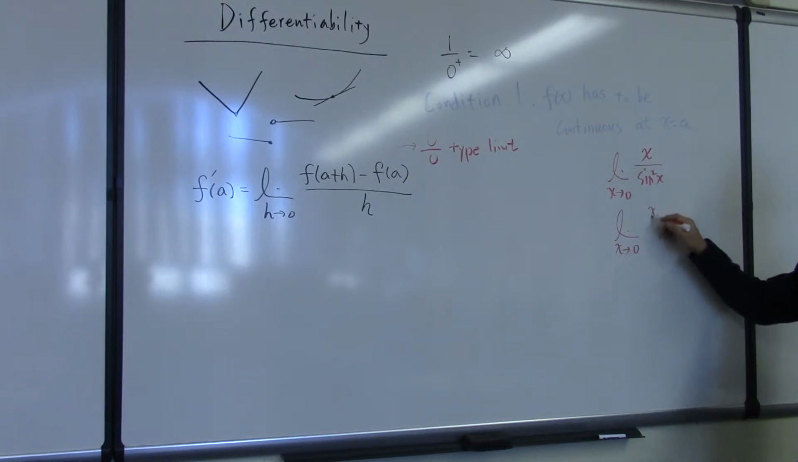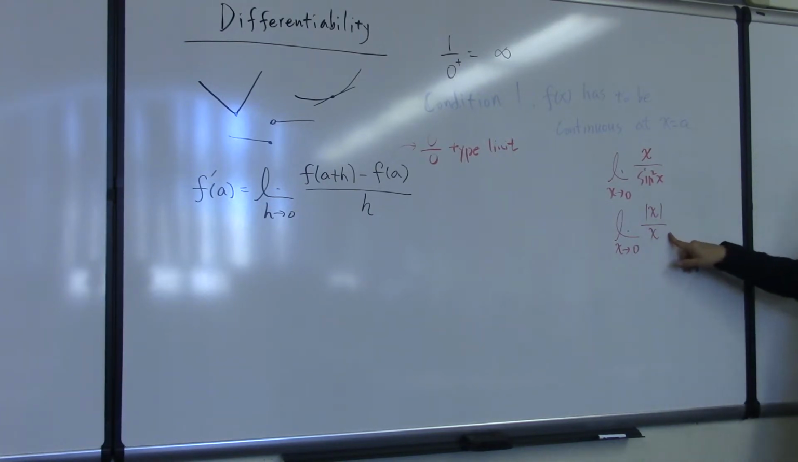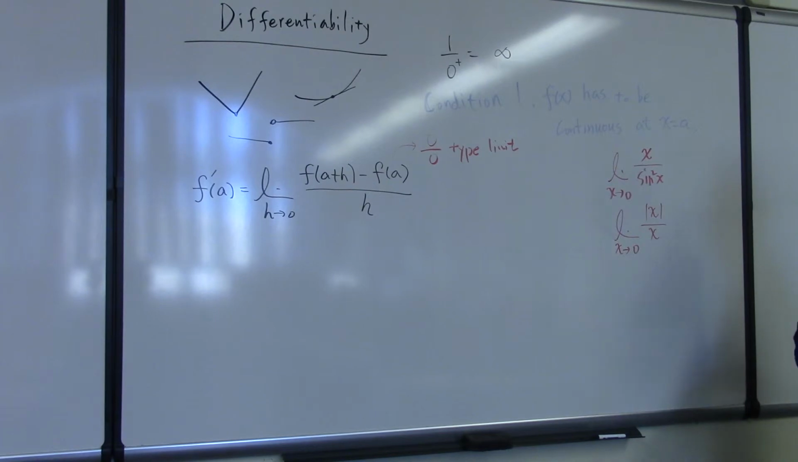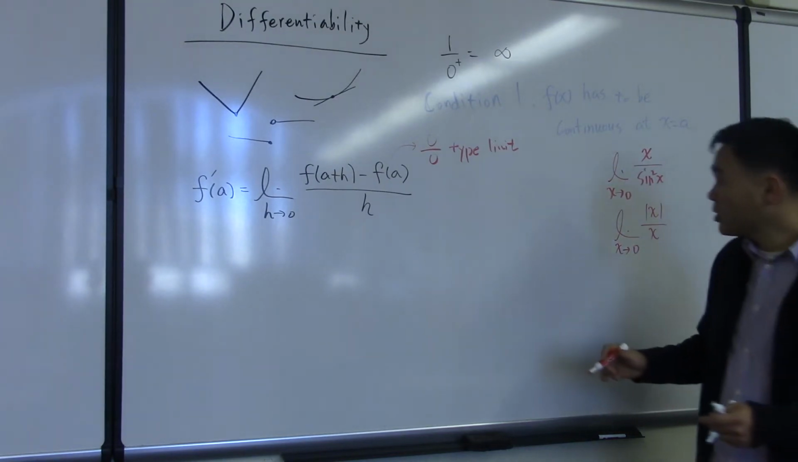Here's another one. Do you remember what the right limit of this is? Positive 1. Left limit is? Negative 1. So the limit exists or not? The limit does not exist.